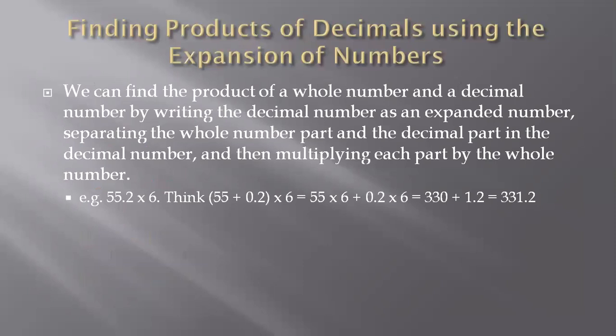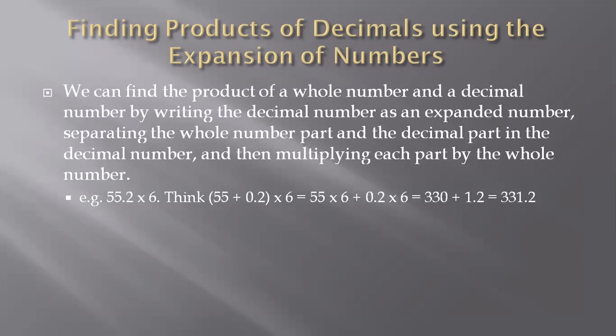Finding products of decimals using the expansion of numbers. So this is another way where you expand numbers. This gives you an actual exact product. So we can find the product of a whole number and a decimal number by writing the decimal number as an expanded number, separating the whole number part and the decimal part in the decimal number, and then multiplying each part by the whole number. So pay very close attention.